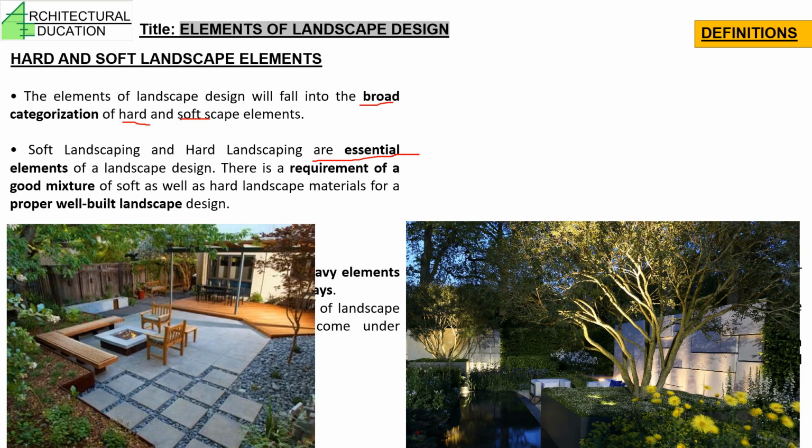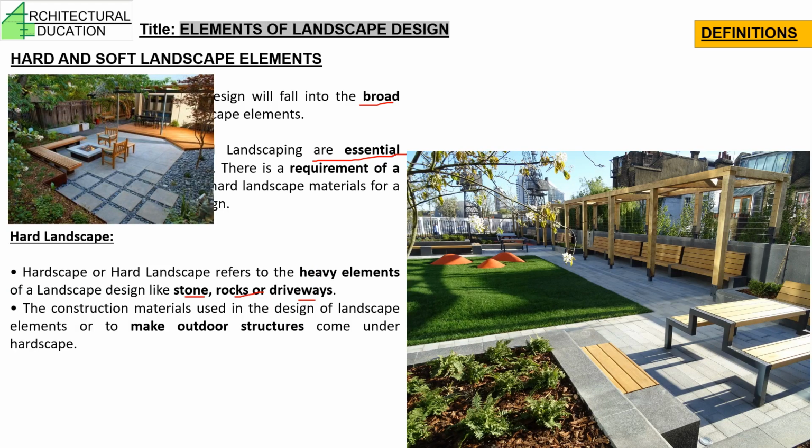There is a requirement of a good mixture of soft as well as hard landscape for a proper, well-built landscape design. You cannot have any landscape design totally neglecting or avoiding soft landscape. Yes, there are what are named xeriscape or dry landscape, and there is also the case where hard landscape is not there but soft landscape is there. Yes, there are certain areas like that also, but you cannot make a proper design based on that.